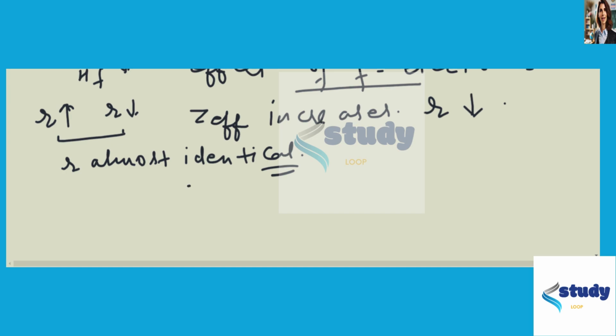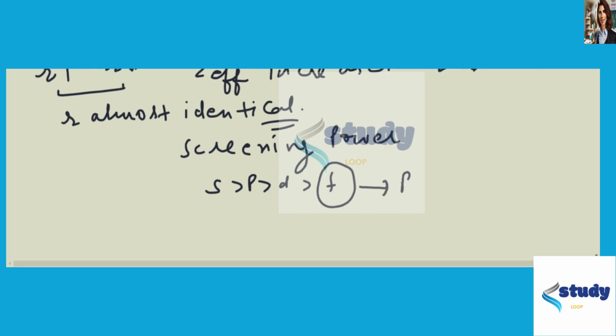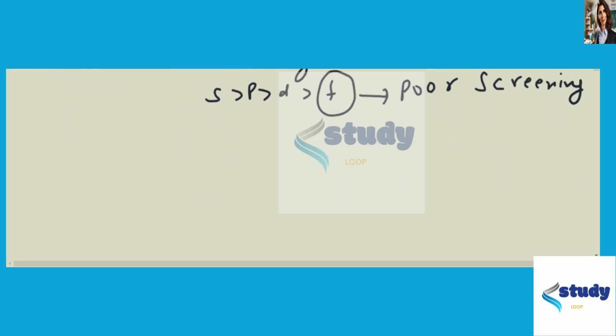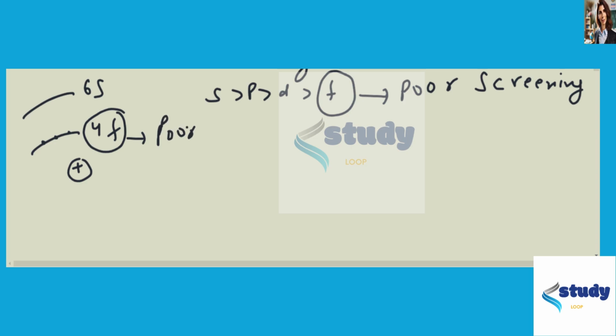If we compare the screening power, it is s greater than p, d and f, so the f orbital has poor screening. If we draw a diagram for this, this is our nucleus, this is the 4f orbital, and this is 6s. The f orbitals are poor at screening. Poor screening and poor shielding are the same term.